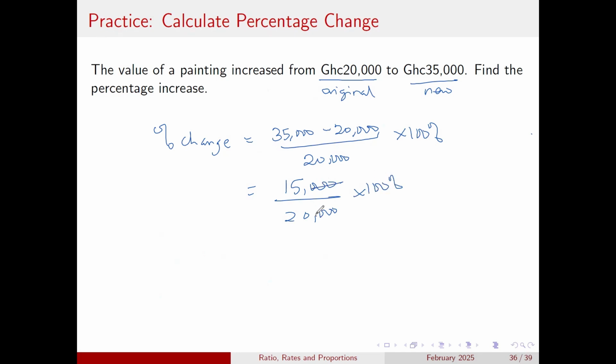So 0 cancels out all through, and we are left with 15 out of 20 times 100%. 15 out of 20, 5 goes in here 3 times, goes in here 4. So 3/4 of 100%, and that is giving us 75%. Therefore, the value of a painting increasing from 20,000 to 35,000 is a 75% increment from the original value to the new value.